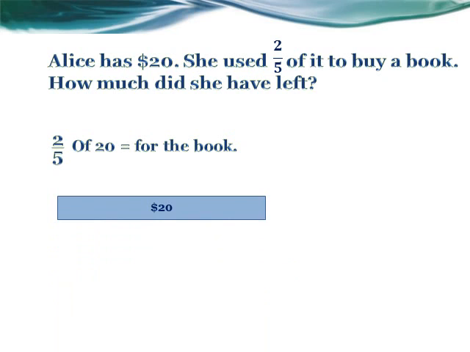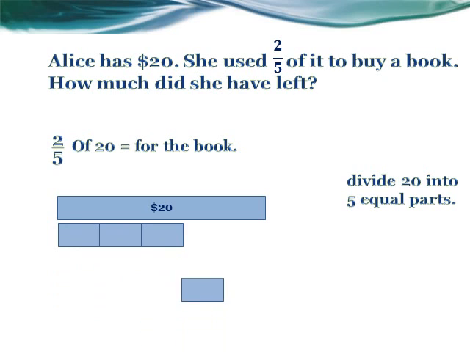Let's assume this bar represents $20, the money that she had. Now let's look at the given. The denominator is 5 because it's 2/5. Therefore, we divide 20 into 5 equal parts. So these are the 5 equal parts. Two parts of those 5 parts are for the book. That is the 2 parts that are for the book.